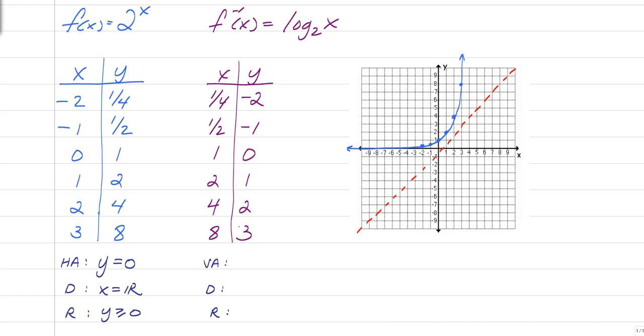So let's sketch those out. We have 1/4, negative 2. And 1/2 is negative 1. 1 is going to give us a 0. 2 is going to give us 1. 4 is going to give us 2. And 8 is going to give us 3. And if we were to sketch that graph out, it is going to look just like a reflection over that red line, y equals x, but a few things have changed.